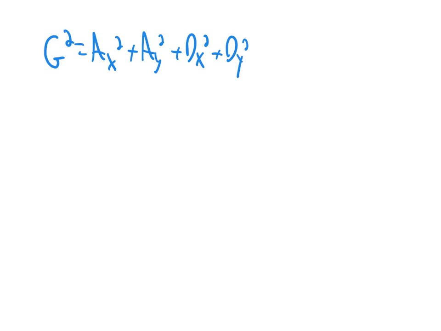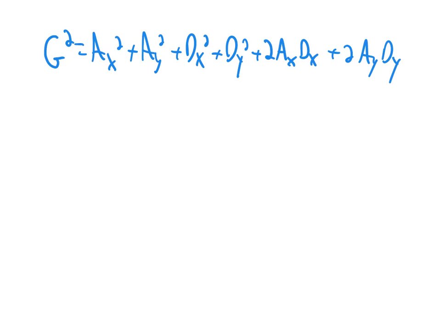So recapping from the previous screen and just rearranging a little, we get that g squared is ax squared plus ay squared plus dx squared plus dy squared, but also these so-called cross terms or mixing terms, 2ax dx and 2ay dy. And now I'm going to do a shortcut.